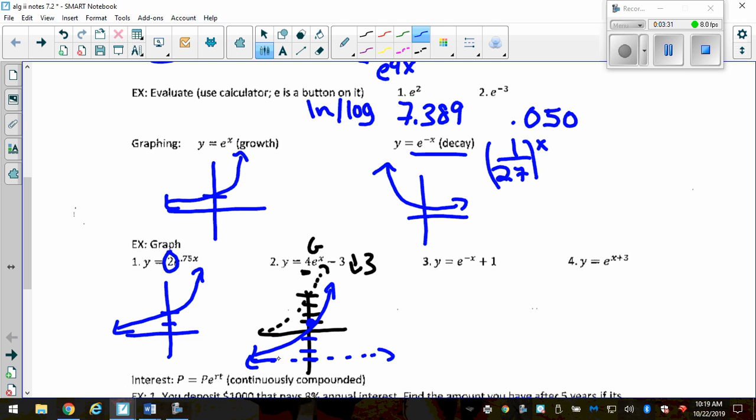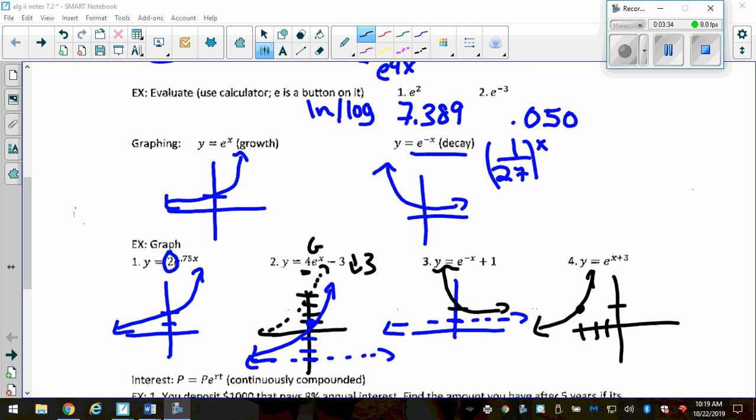All right, so go ahead and try number 3. So number 3, it was a decay because it's a negative exponent right here, and then I moved my whole graph up 1. Number 4, my y-intercept is a 1, just like it was over there. And then I moved it left 3, because remember up is opposite, left and right.